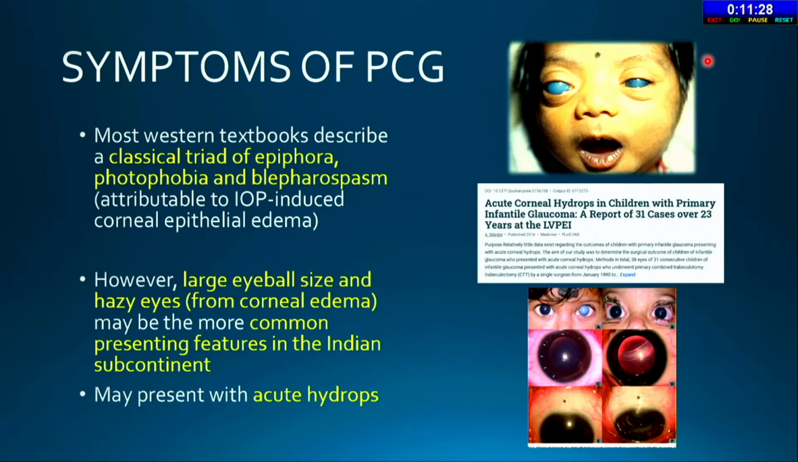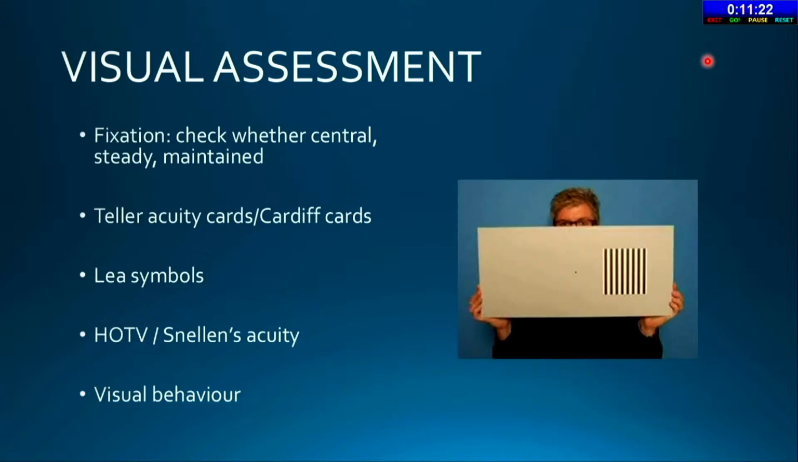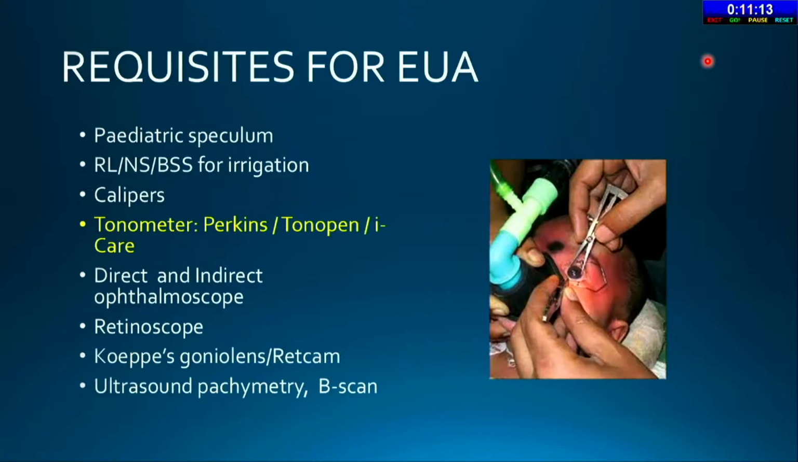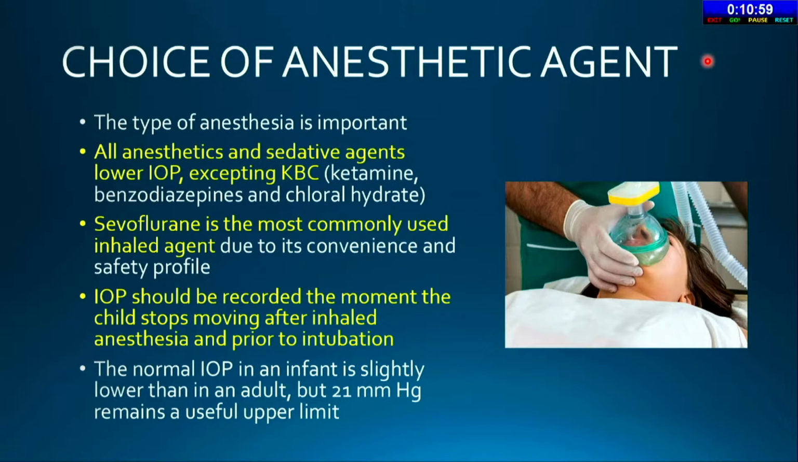Rarely some of these children can present acutely. Parents may complain that yesterday the child was okay, suddenly this morning we found that the cornea has gone hazy. The visual assessment has to be done by age-appropriate methods, and the most important tool for diagnosis is the examination under anesthesia. During the examination under anesthesia, you will measure the corneal diameter, you will check the intraocular pressure, and for this you need the Perkins applanation tonometer, and also you will look at the optic nerve and the fundus.